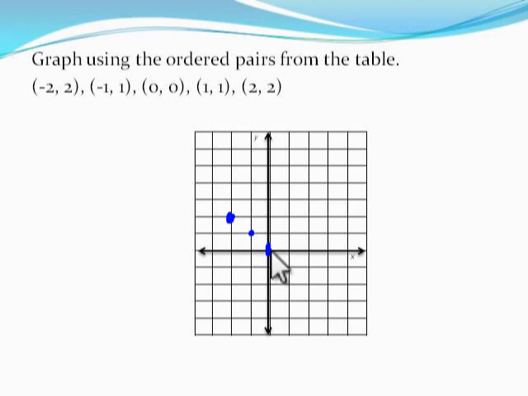0, 0, 1, 1, and 2, 2. And you can see that we have a V. If we connect the dots, we have a V. And that is always how an absolute value equation will look. All right, let's practice some.